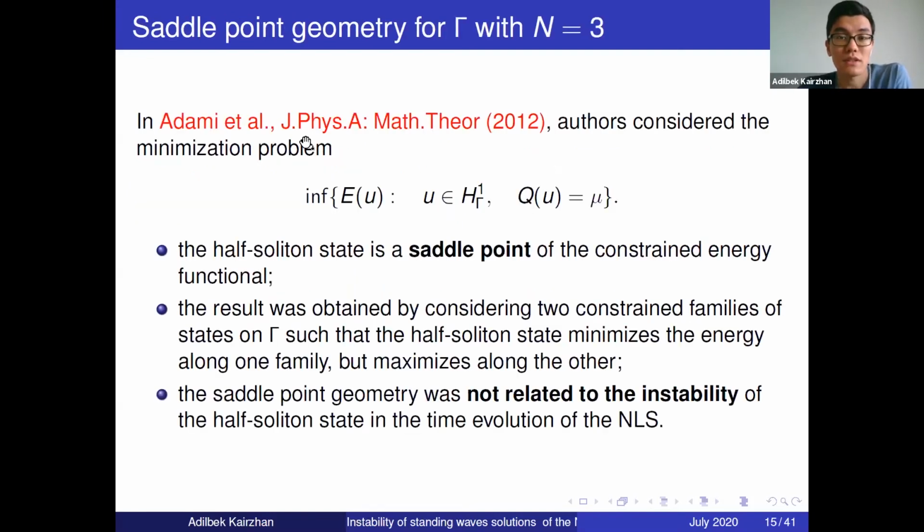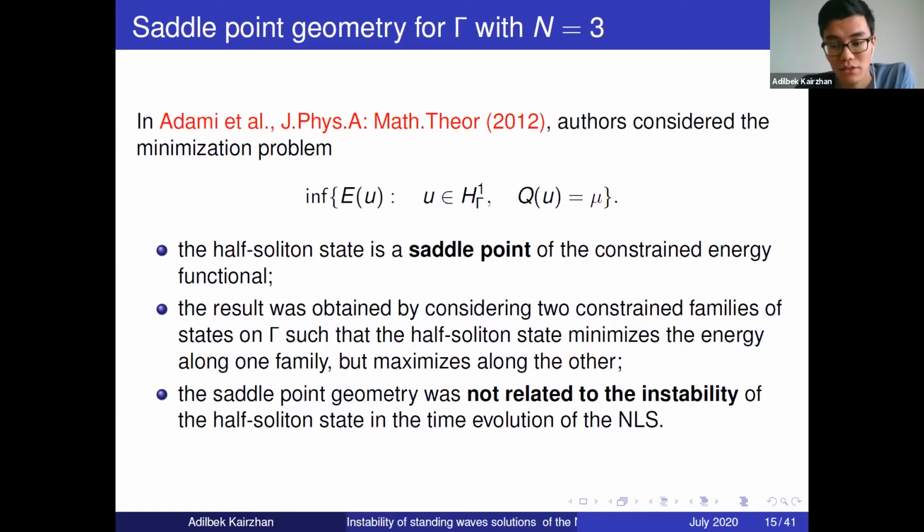So the first papers where people started working with the half soliton state were in 2012, when Riccardo Adami and his collaborators started working with the minimization problem, so energy minimization with constrained mass. In this case, they found that the half soliton state is a saddle point of the constrained energy functional. They did it by considering two different families, and they found that the half soliton state minimizes the energy within one family and maximizes it within the other family. Because of that, they said that there is a saddle point geometry.